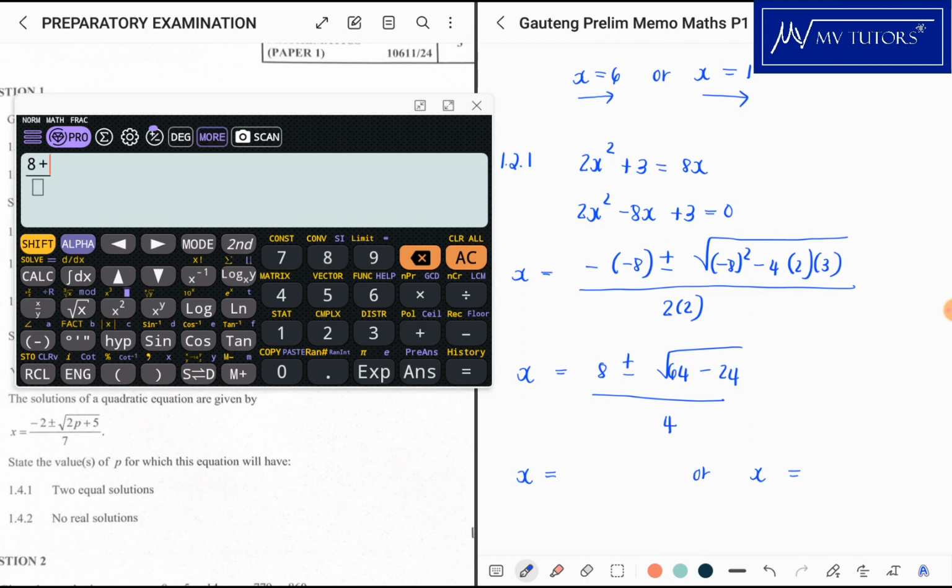So we have our fraction over there. So 8, I'm going to start with the positive. And then we have 64 minus 24, and that's all over 4. So we have x is equal to 3.58. Yeah, they did say round off to 2 decimal places, right? Then we're going to have 8 minus. Okay, so we have our answer there as 0.42.